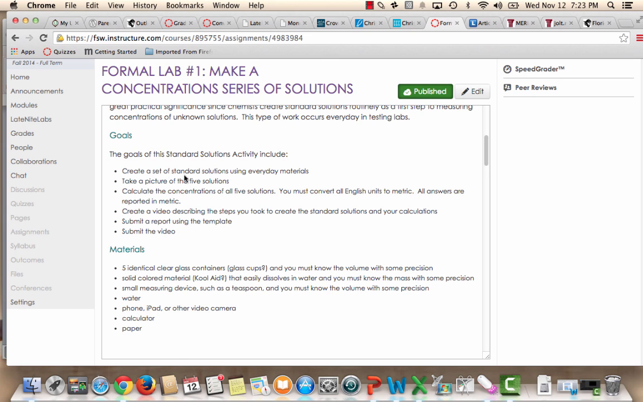Alright, so the goals: create a set of standard solutions using everyday materials. Standard solutions means that you know the concentration. Everyday materials, most people will use Kool-Aid or cocoa or Miracle-Gro. And to get to moles, which is the crucial piece, you will have to make some assumptions. For instance, if you're going to use Kool-Aid, you're going to assume that it's almost all sugar, and so you'll use the molar mass of sugar to do your calculations. If you use Miracle-Gro, pick a main ingredient and say it's all that, so that you can get a molar mass. You'll have to do something like that to get going with moles.